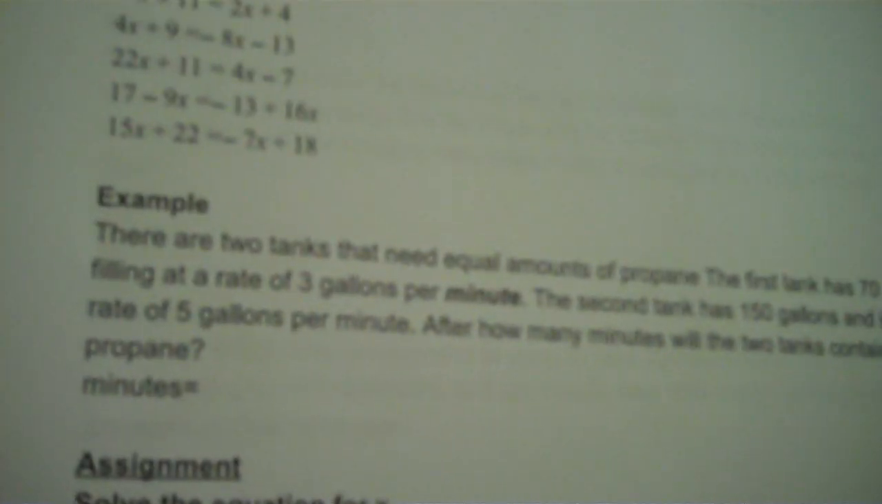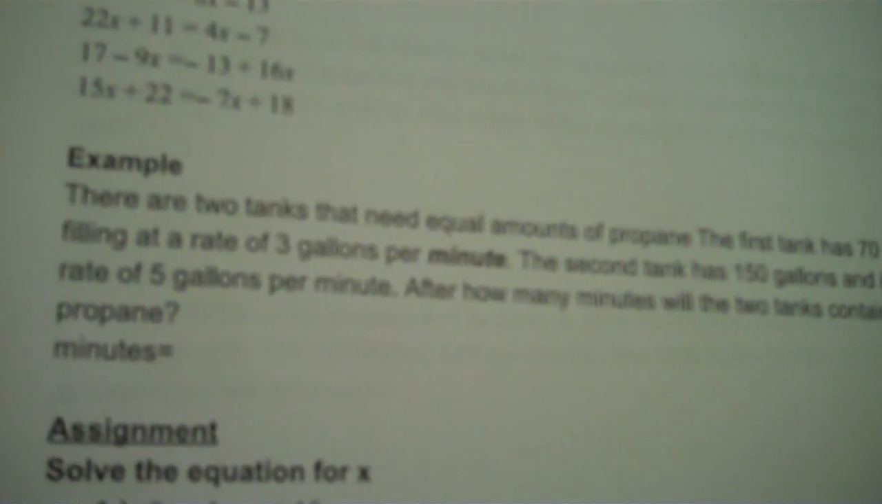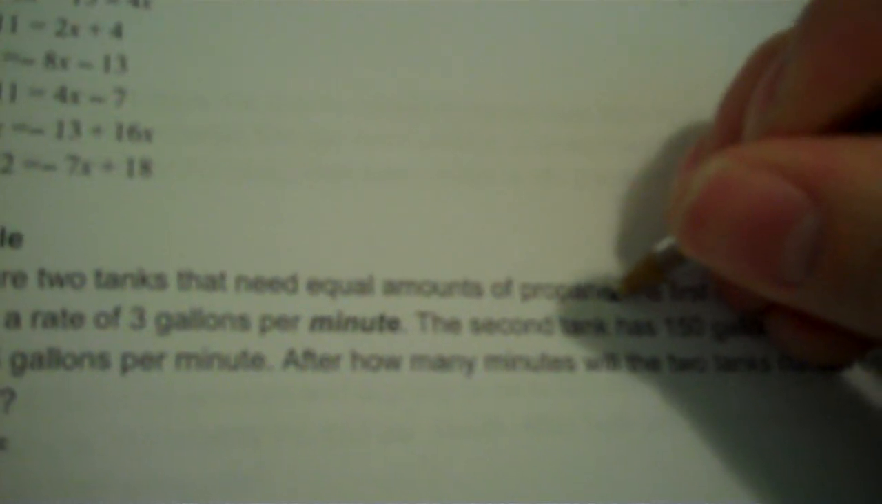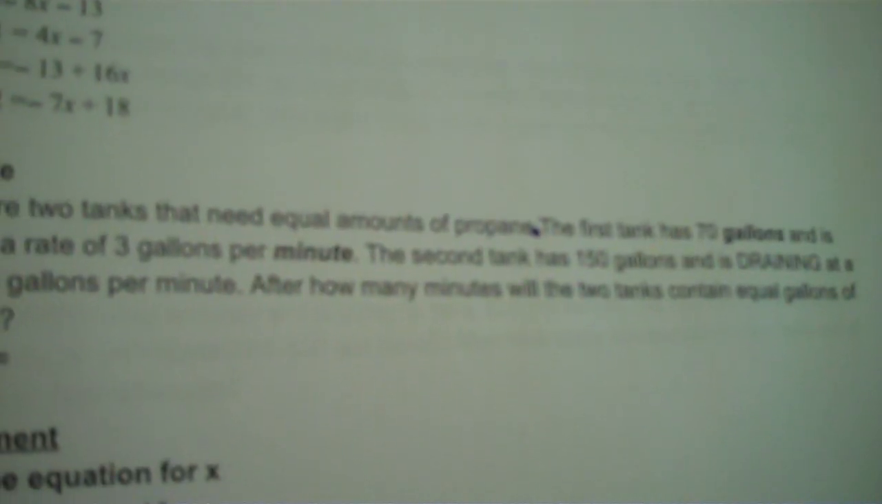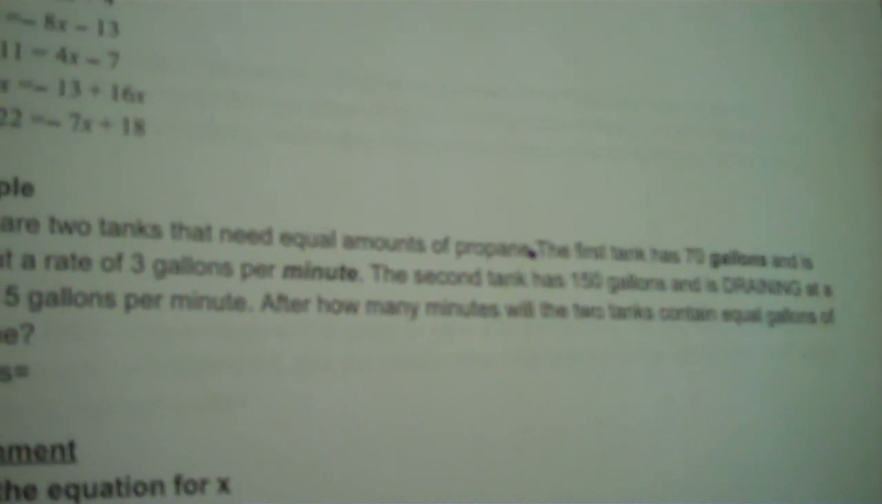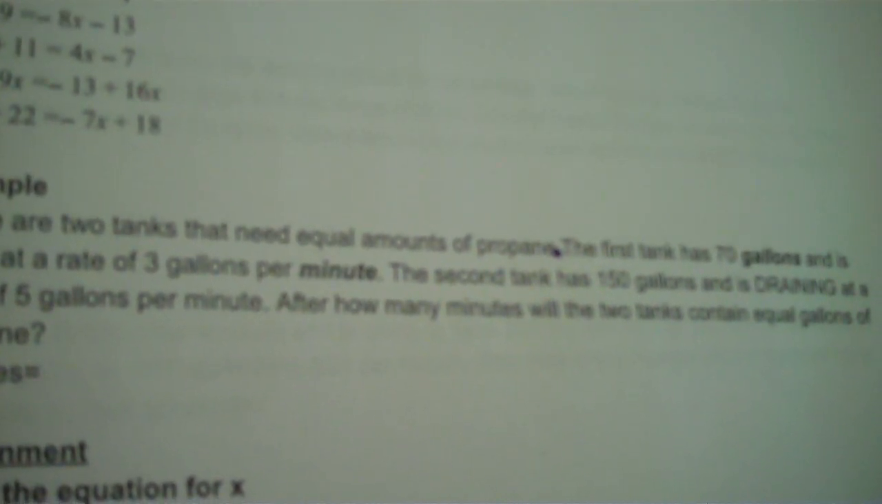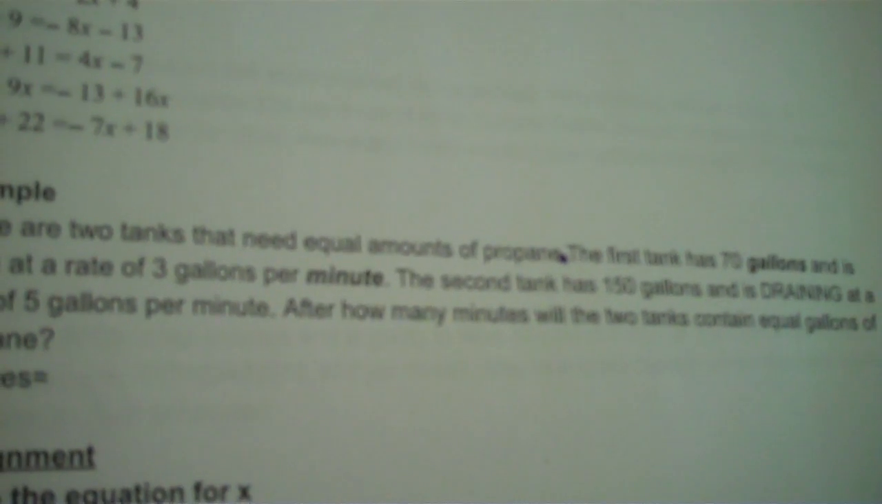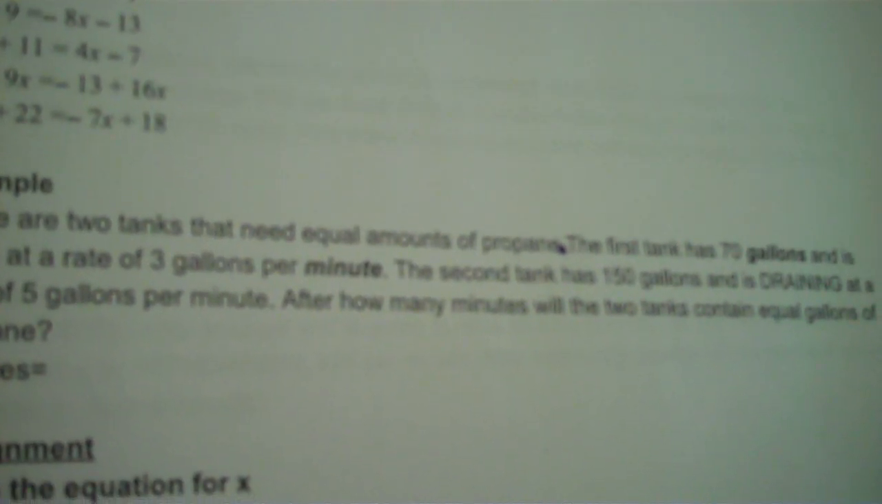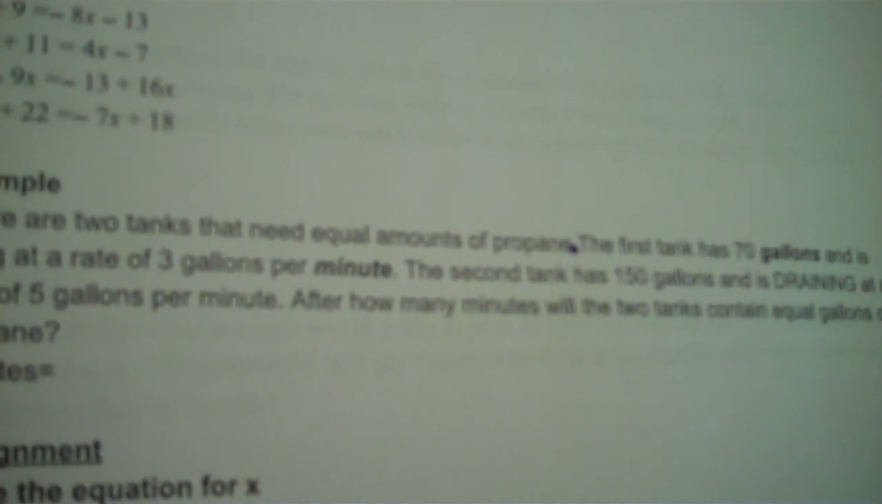Okay, then we're going to look at a story problem where this applies. There are two tanks that need equal amounts of propane. The first tank has 70 gallons and is filling at a rate of 3 gallons per minute. The second tank has 150 gallons and it's draining at a rate of 5 gallons per minute. For how many minutes will the two tanks contain equal gallons of propane? So the answer is minutes.